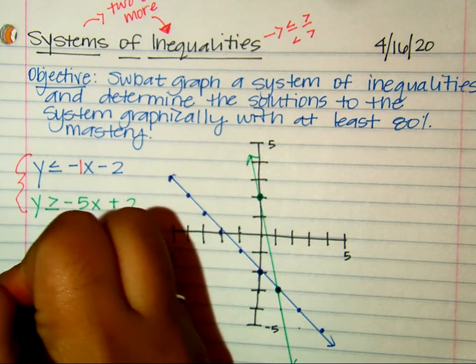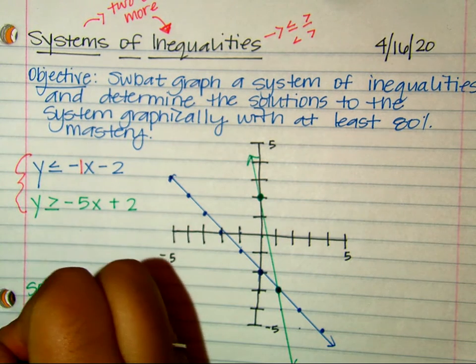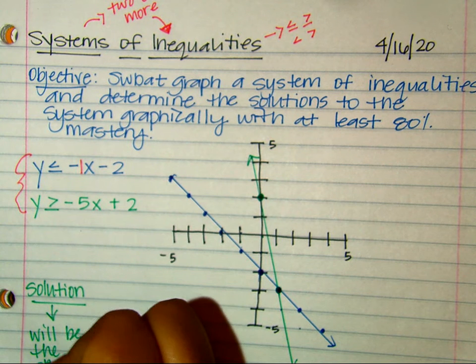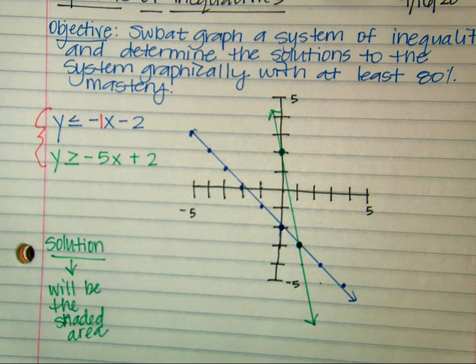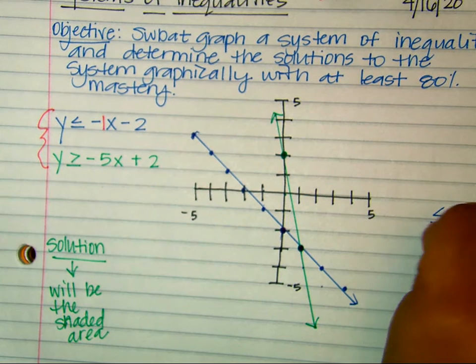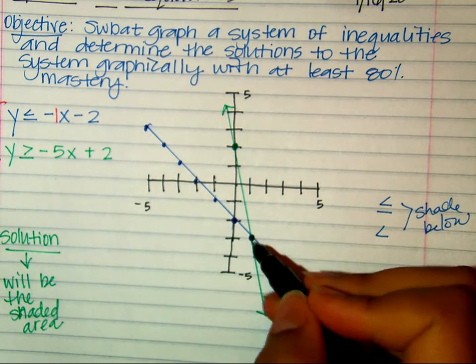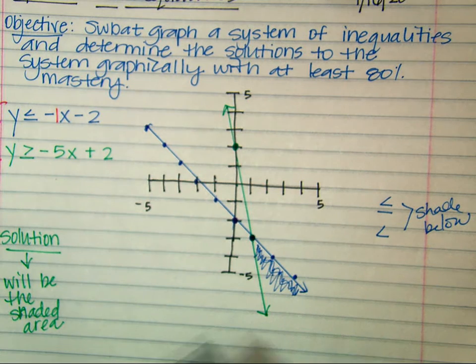Now, when we're talking about solutions of a system of inequalities, the solution will be the shaded area that they share in common. Alright, so if we look at the blue line, this is a less than. So remember, less than or equal to, or less than, we're going to shade below the line. So I am going to shade below this blue line. Okay, and I'm going to shade it blue. So you see me coloring it in.